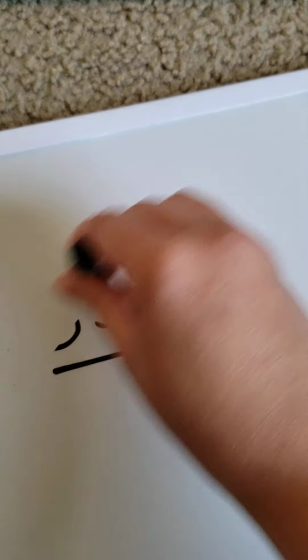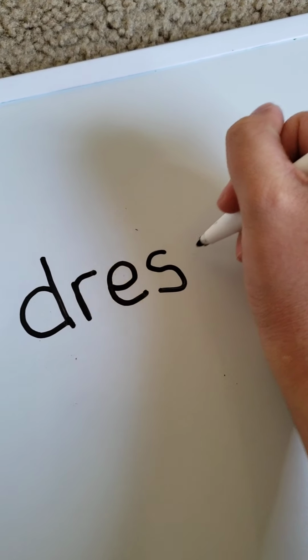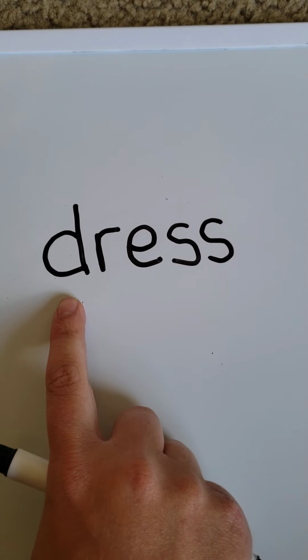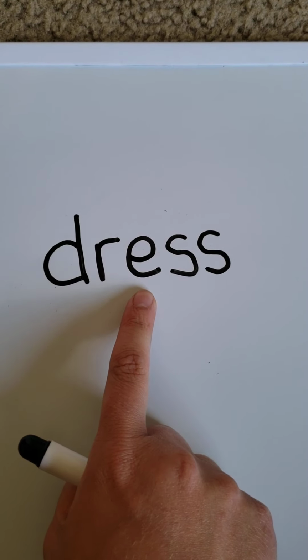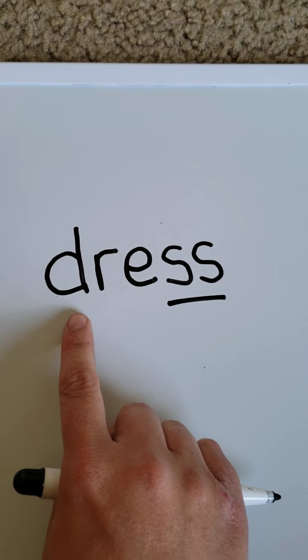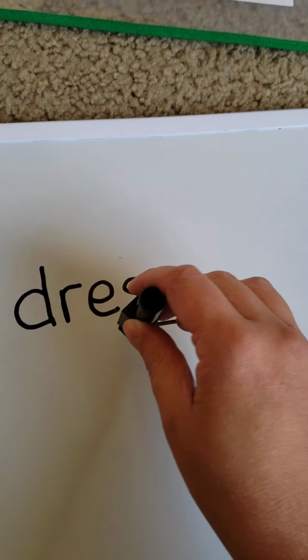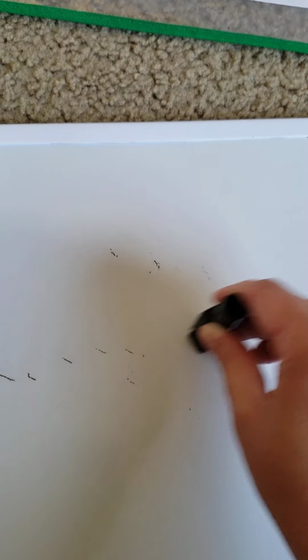So try to read this word. Try to read that word. I'm sorry if my camera was a little sideways. It's hard to hold it. Okay. So d, e, s. D, s. Dress. Dress. All right. If you were able to read that, good job.